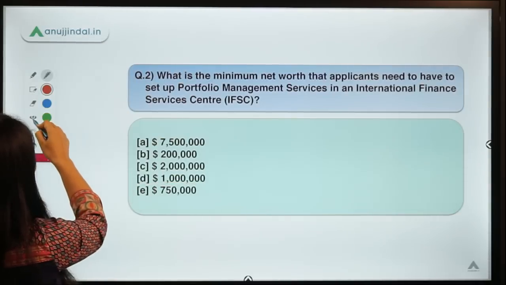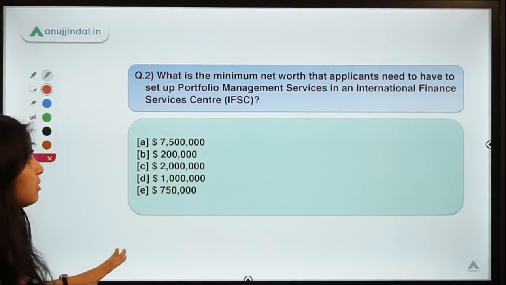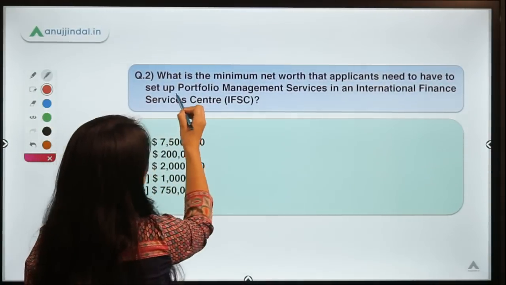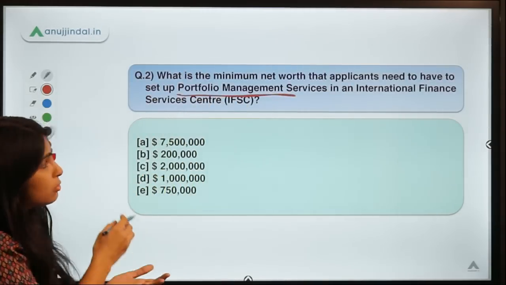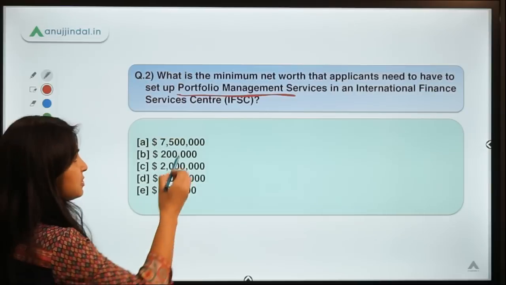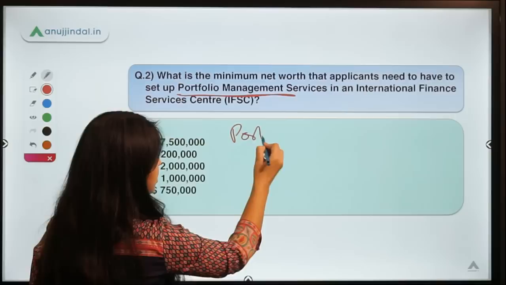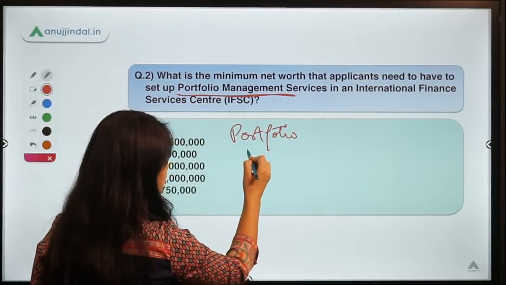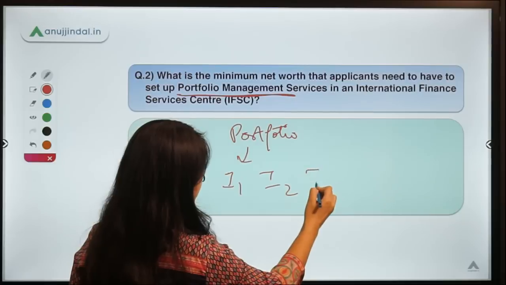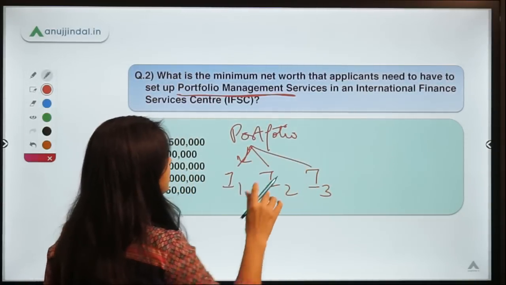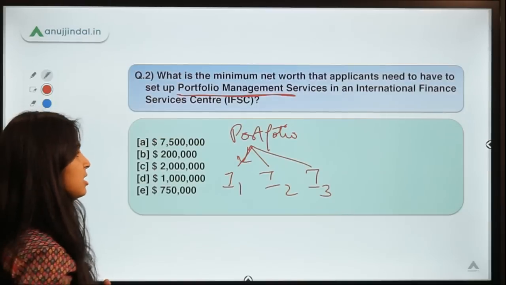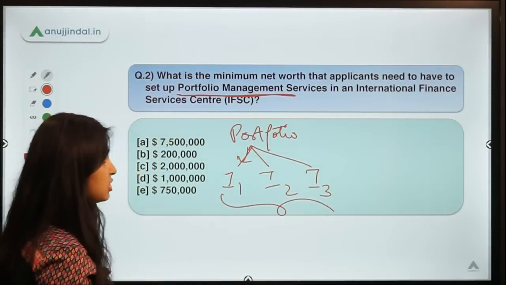Now, first of all, here we have to understand. This is the simple fact that you can read. But what we have to understand is what is meant by portfolio management services. If you try to disintegrate the term into parts, you can easily get the meaning. Portfolio management services. So, what is a portfolio? A portfolio is a group of individual investments, right? So there are different investments, investment 1, investment 2, investment 3. Basically you have bought different investments and put them into a bag, and now you are trying to reap benefits out of it. So this is a portfolio that an investor has to manage.